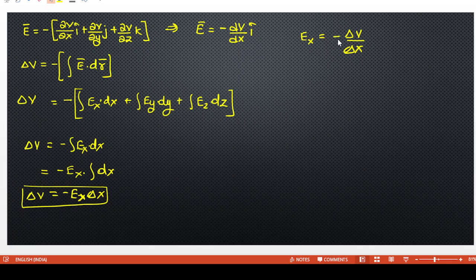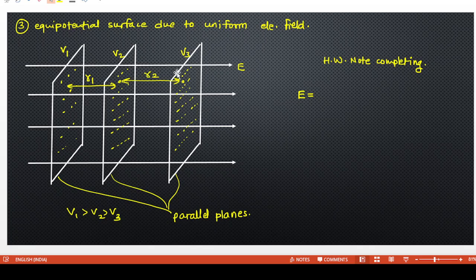The minus sign is used only to show direction. You can write it like this also. You can forget this minus sign, forget this I cap, forget this bar, and just deal with the numbers. Magnitude: for magnitude, the answer is going to be the potential difference between the two equipotential surfaces upon the distance.